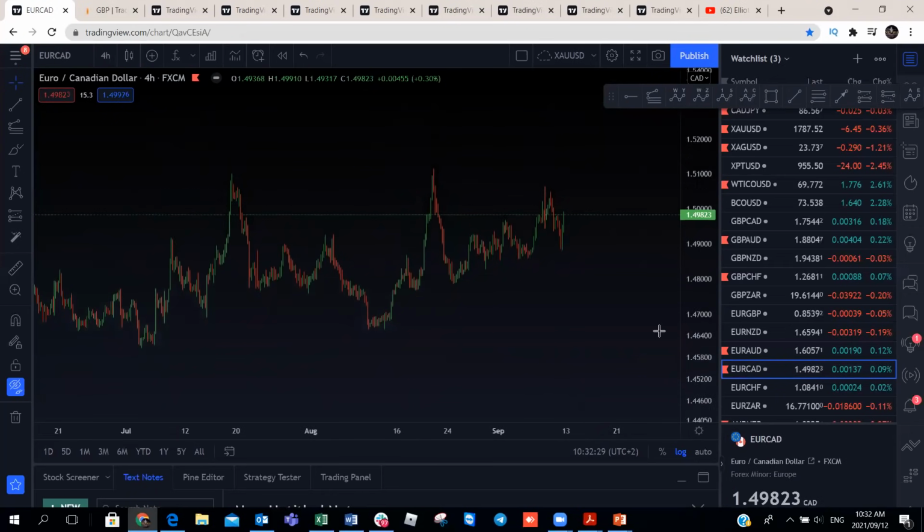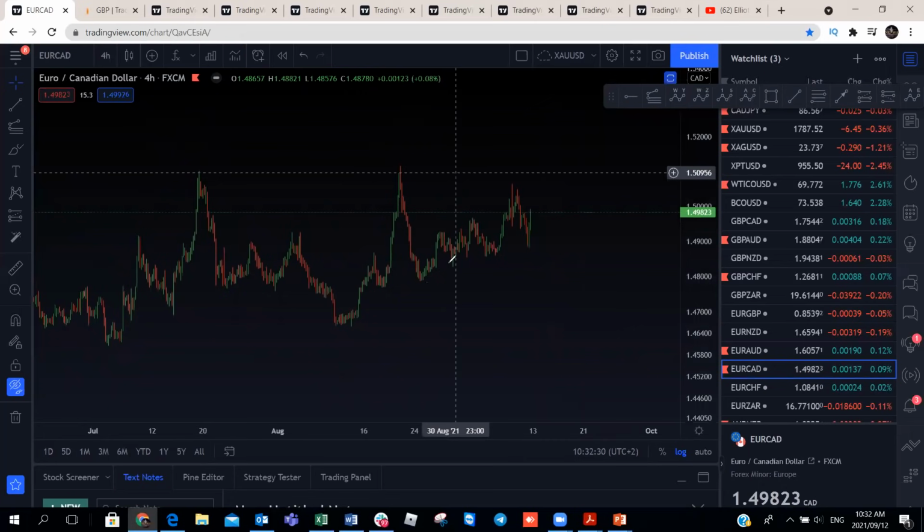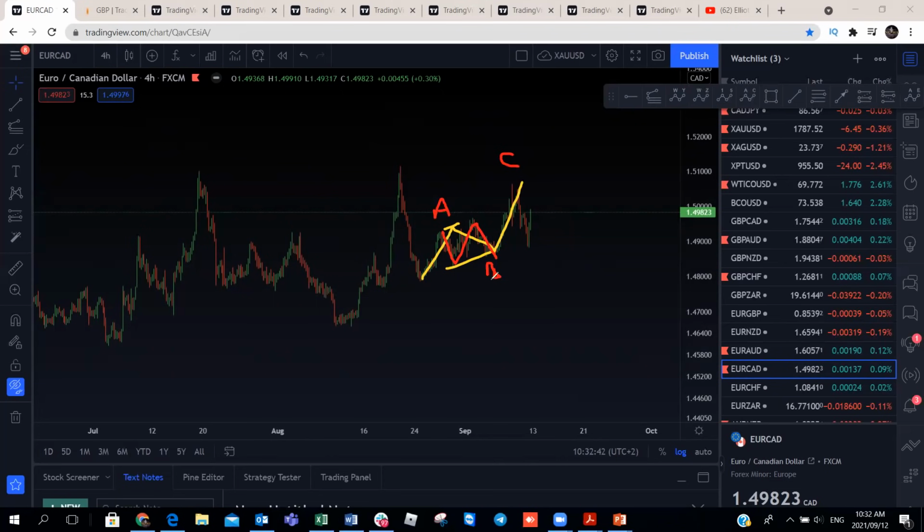So EURCAD. Now, EURCAD, we also looked for this one to reverse from the blue box as follows. This was a complex correction here with 3 waves, and we're looking for this one to give us an A, B, C corrective structure. Is that all the move, or is this going to give us a double here with another X here?